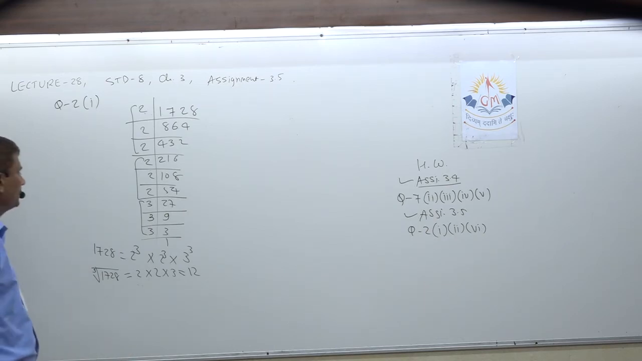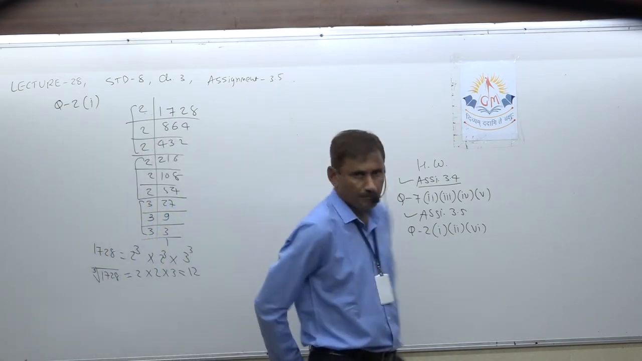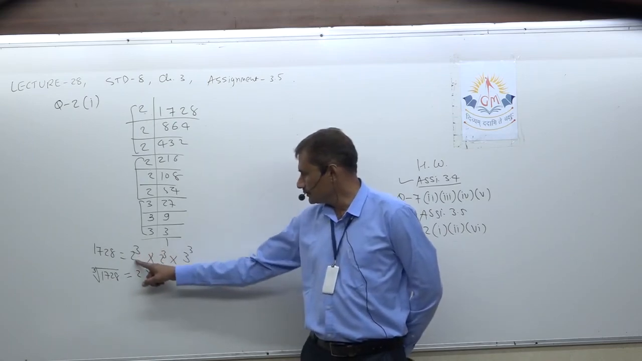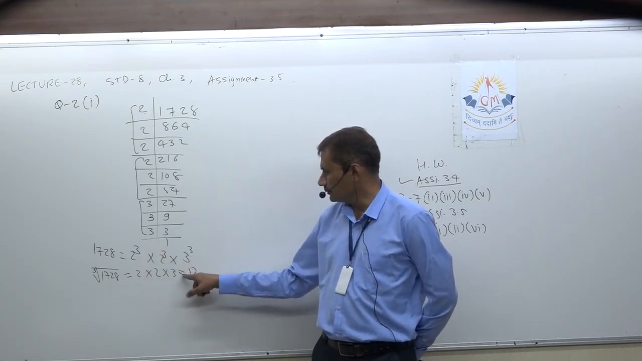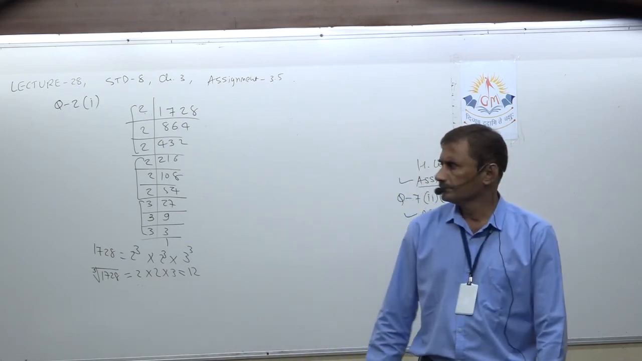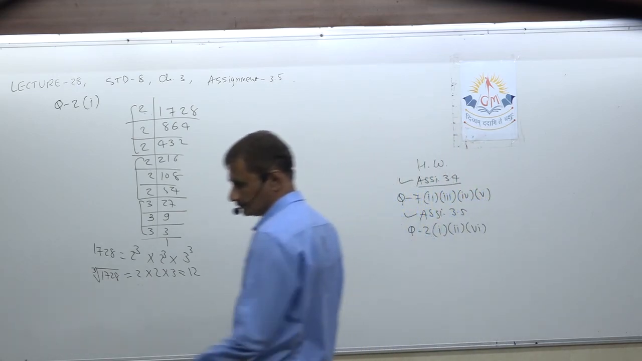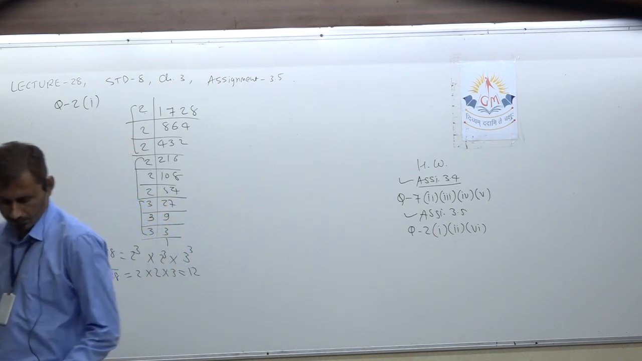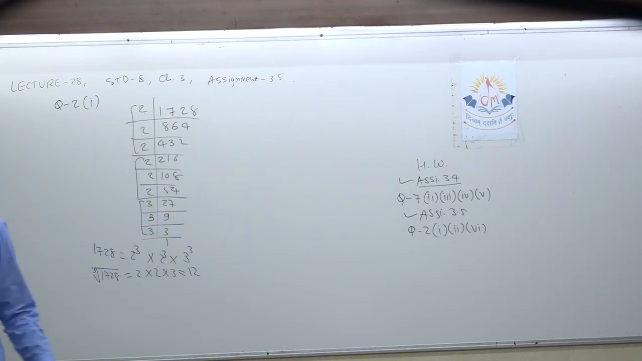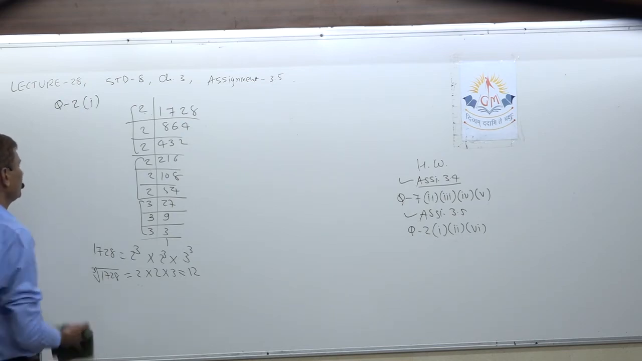Okay, so nothing is new here. Just prime factorization should be there. Out of each pair of 3 numbers, you should write once only, so it becomes automatically the cube root. Now what to do if negative numbers are given? You know the cube root of a negative number is negative only.